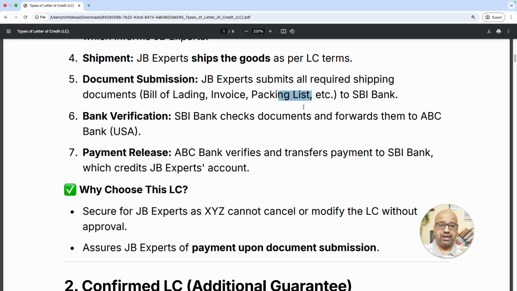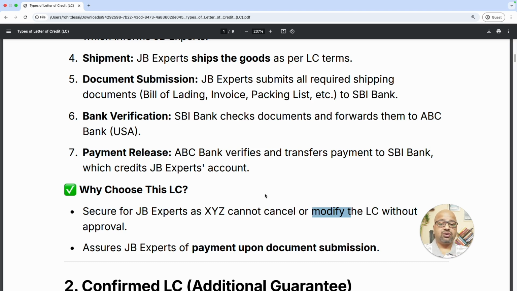Even that combination works in any kind of LC, but anytime you're getting an LC, it should be irrevocable, because you're putting in your raw material cost, your labor cost, your time and money, everything goes into it, and later you get to see that there is a modified LC where your prices have been modified, then you're going to take a hit.